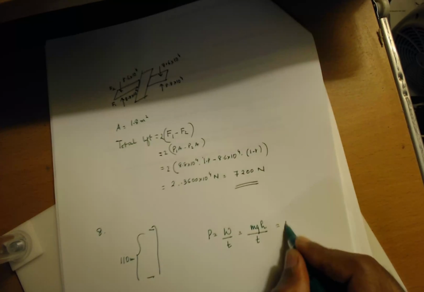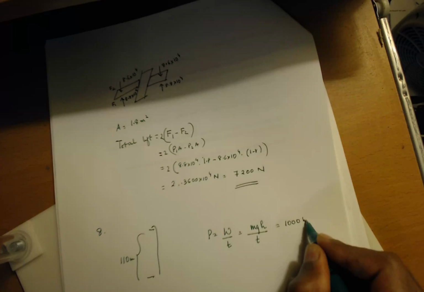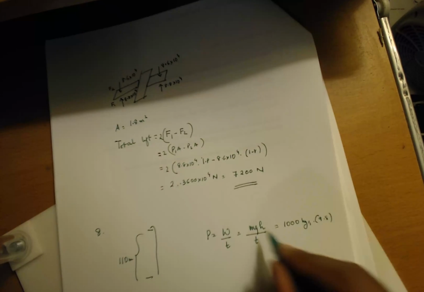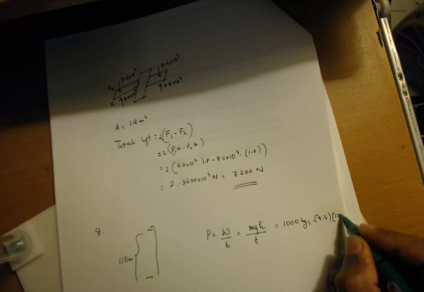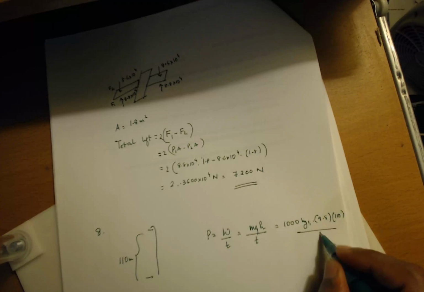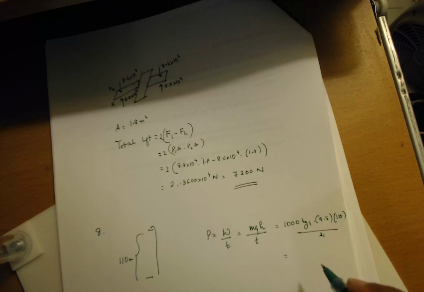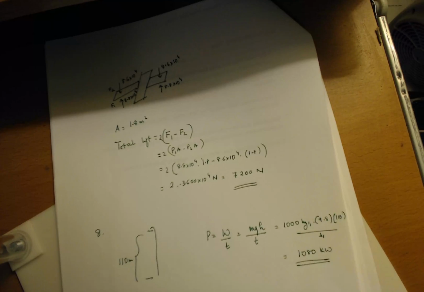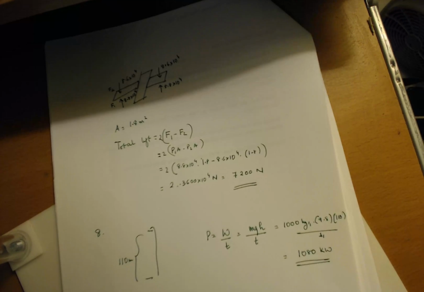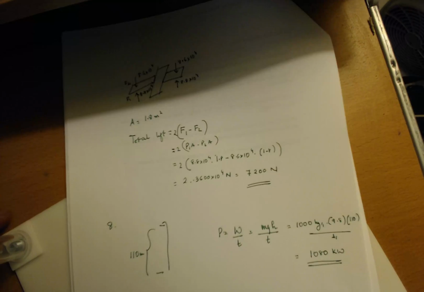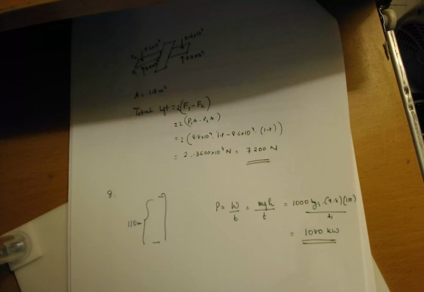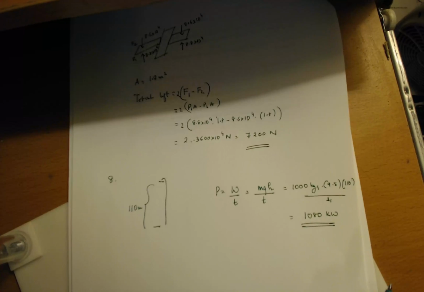And that's going to be mass, so we're talking about 1000 kgs per second. g is 9.8, and height is 110 meters. Divided by time again is 1 second. So that's an assumption we're making. When we do the math, we should get 1078 kilowatts. That's how much energy you're expending per second, which is also called power. Hope that makes sense.